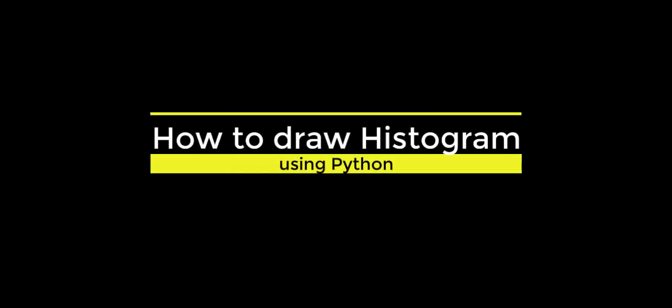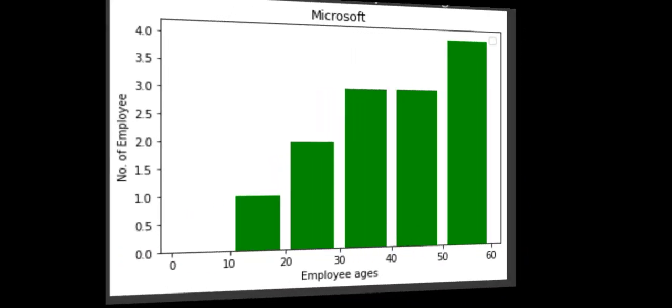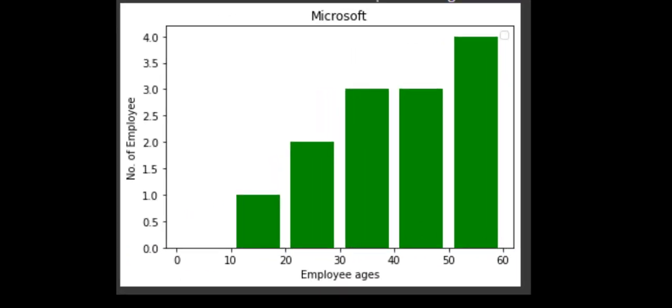In this video, I am going to show you how to draw a histogram plot using Python in Google Colab. Histogram shows distribution of values. Histogram is similar to bar graph, but it is useful to show values grouped in bins or intervals.